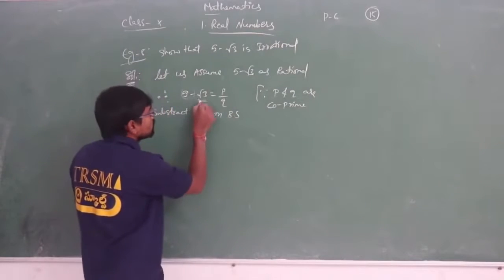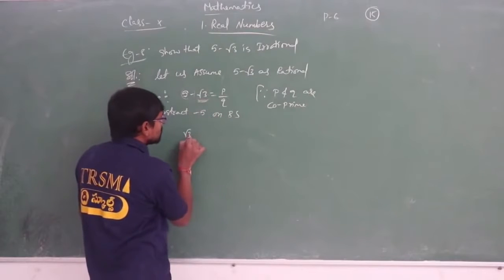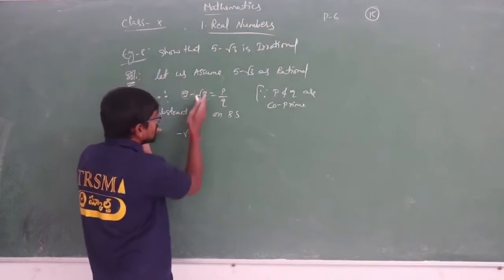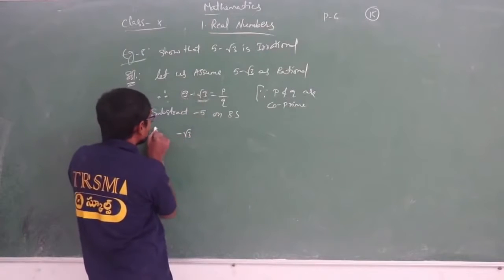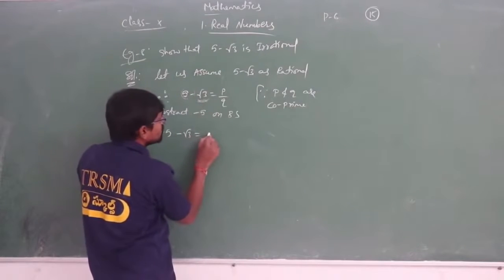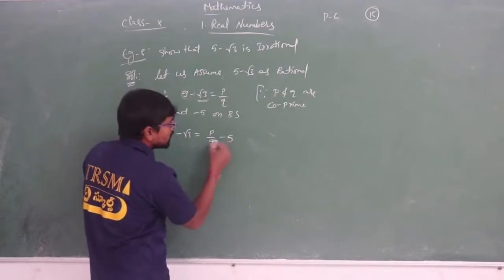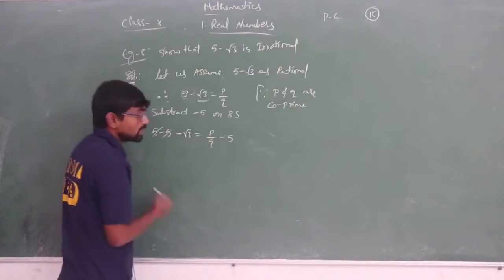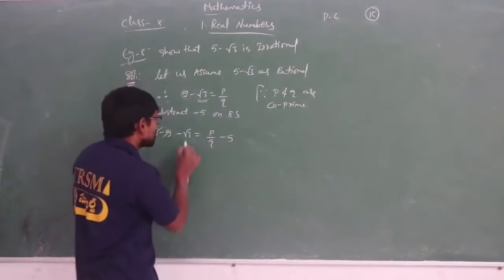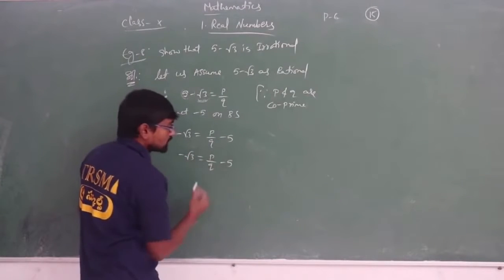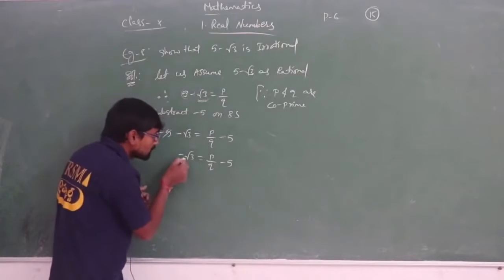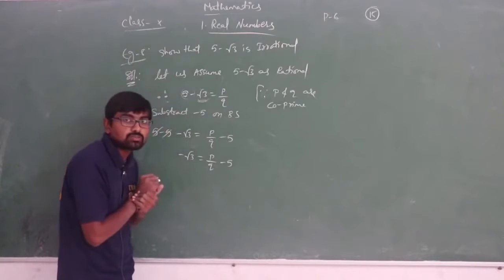So the root value is root 3. Root 3 is kept on the left hand side with a negative symbol in front. So here plus 5 minus 5 is equal to P by Q minus 5. Here plus 5 minus 5 will become 0. What is remaining? Minus root 3 is equal to P by Q minus 5. You can see here we have the negative symbol in front of root 3.